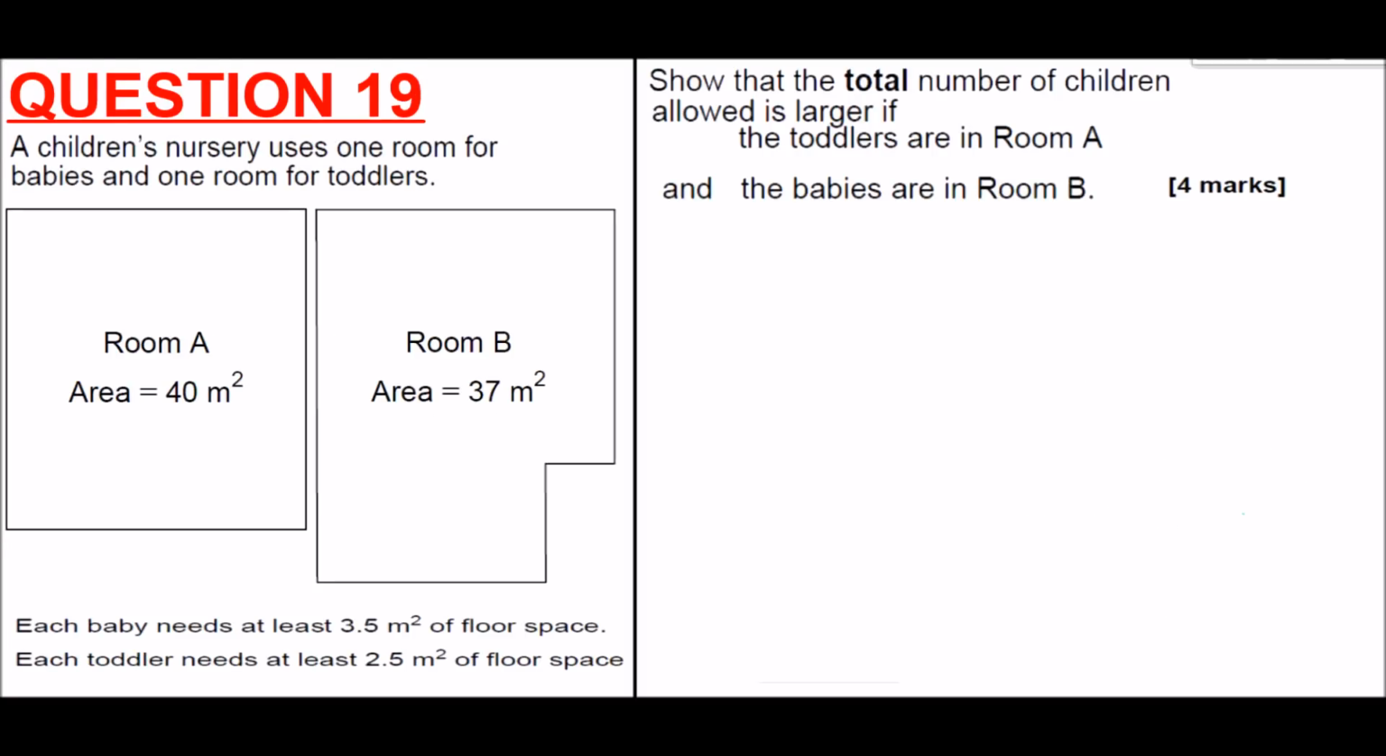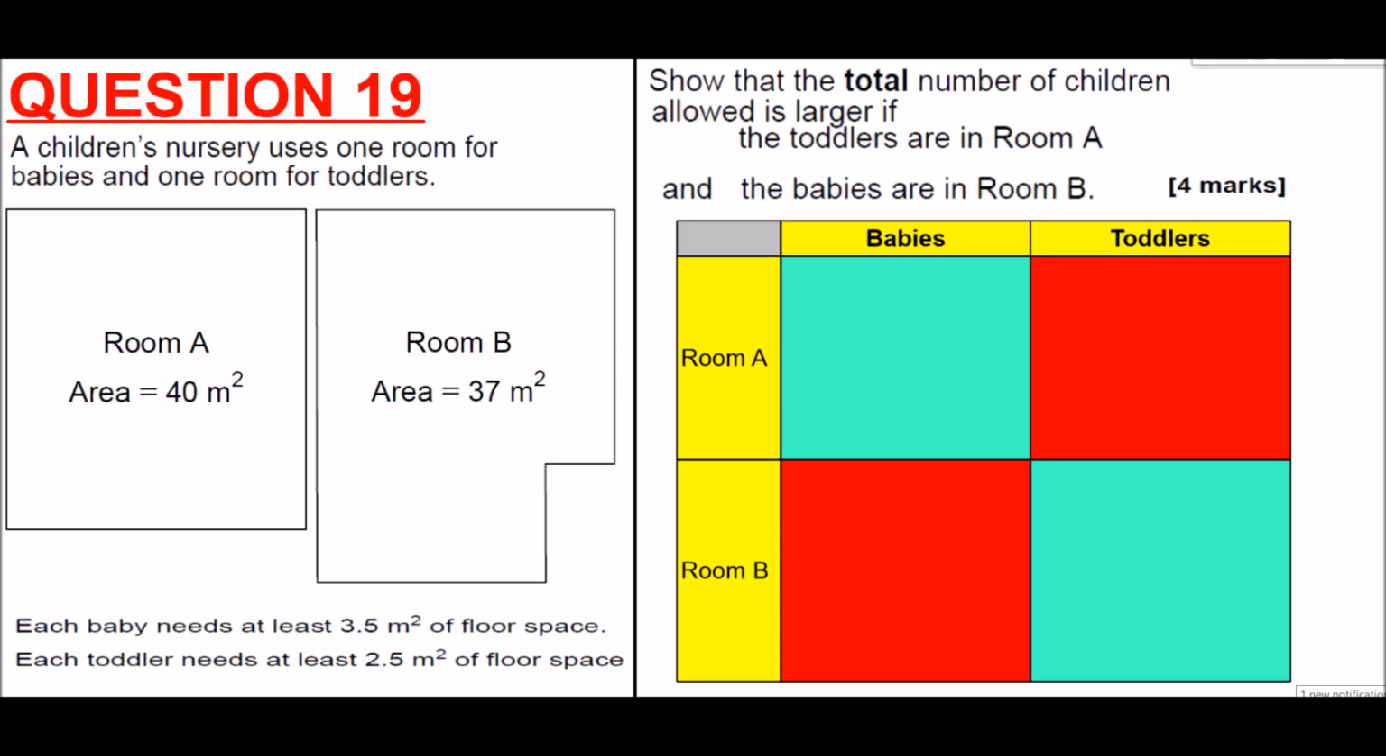Question 19. A children's nursery uses one room for babies and one room for toddlers. Each baby needs at least 3.5 square meters of floor space, and each toddler needs at least 2.5 square meters of floor space. We need to show that the total number of children allowed is larger if the toddlers are in A and the babies are in room B. And so one way we could do this is by thinking about it as a table and doing it systematically.